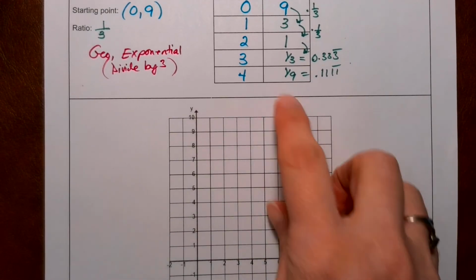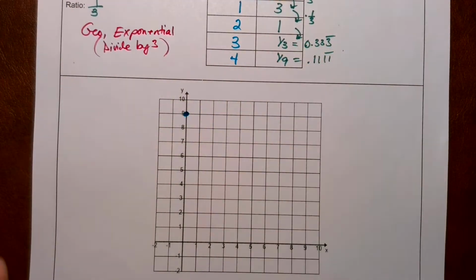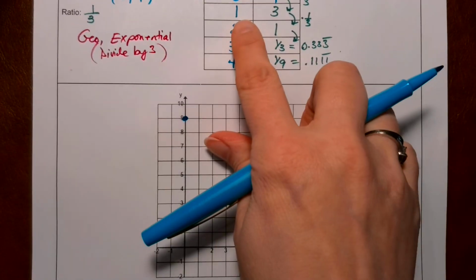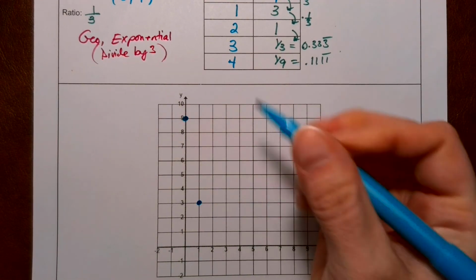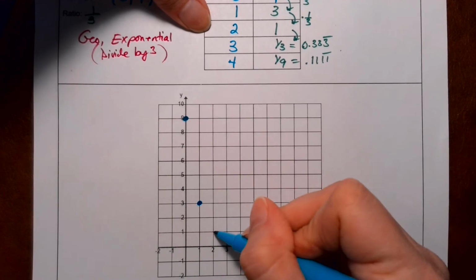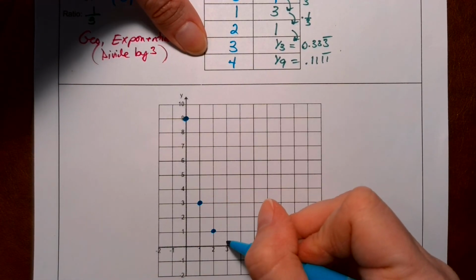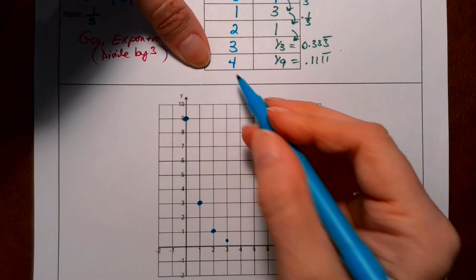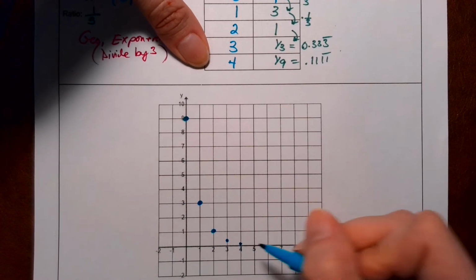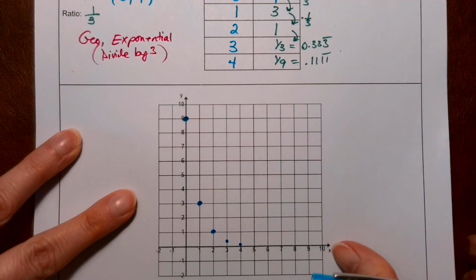The starting point is 0, 9. The next point is 1, 3: 1 to the right, 3 up. 2 to the right, 1 up. 3 to the right, 1/3 of a box. If you try to chop it into 3, you go 1/3. 4 to the right, 1/9. I definitely see a geometric curve here.